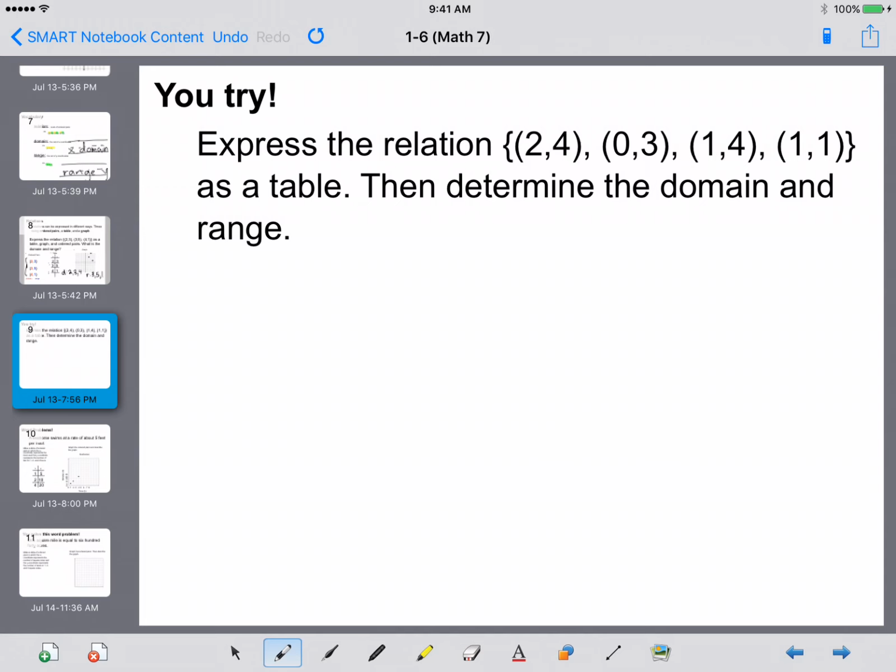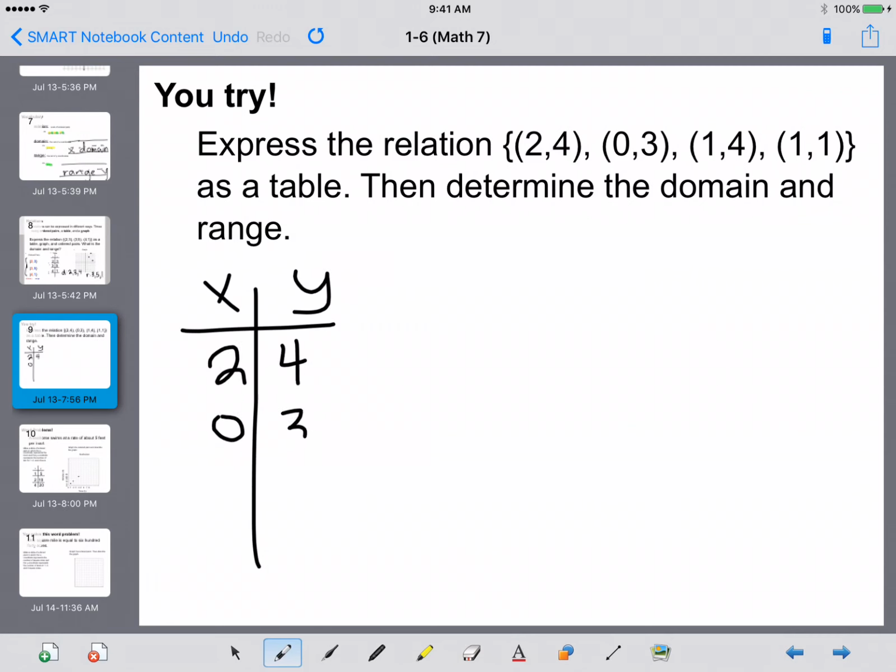So I want you to try to express the relation (2, 4), (0, 3), (1, 4), and (1, 1) as a table, and then determine the range and domain. So pause here, try, and check back and see if you got what I got. So we've got our x and our y: 2, 4, 0, 3, 1, 4, 1, 1.